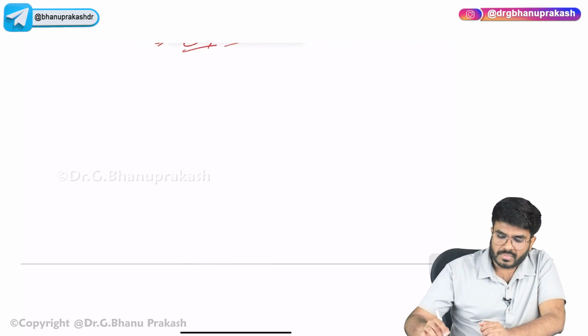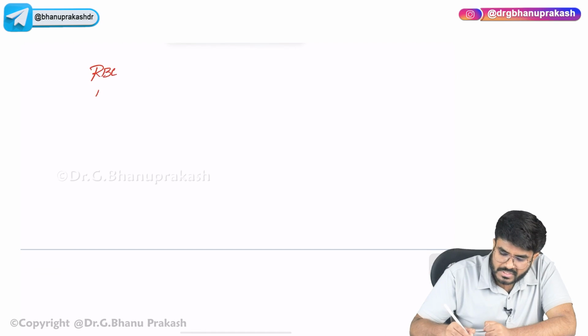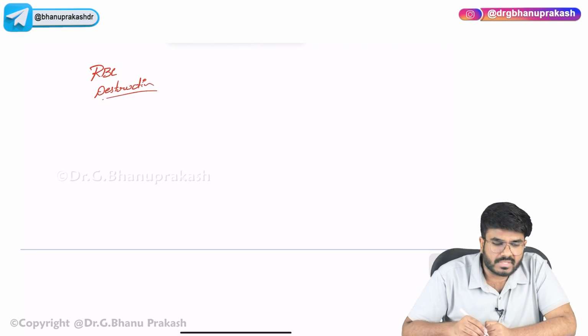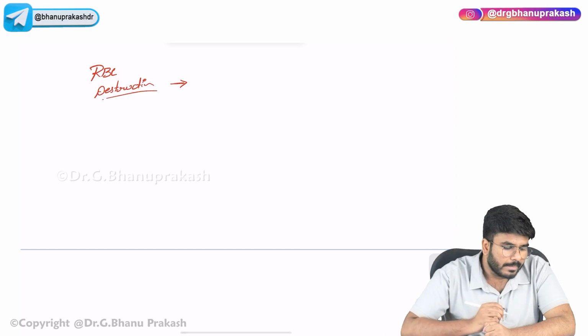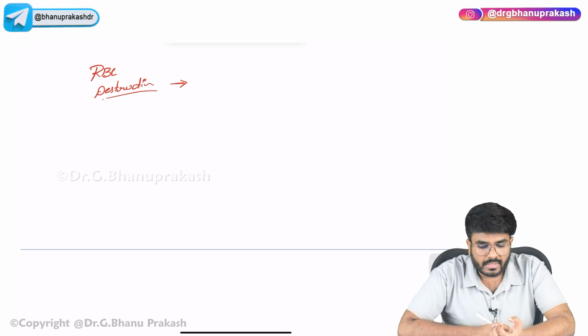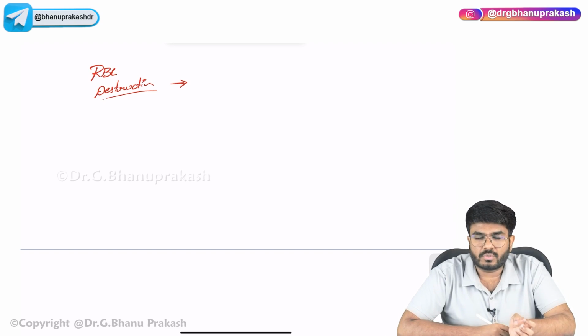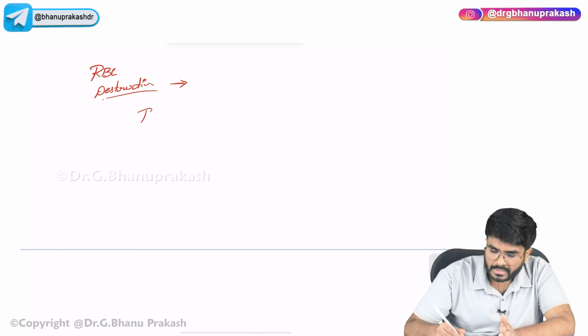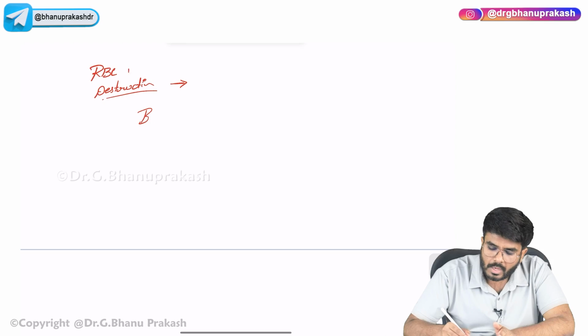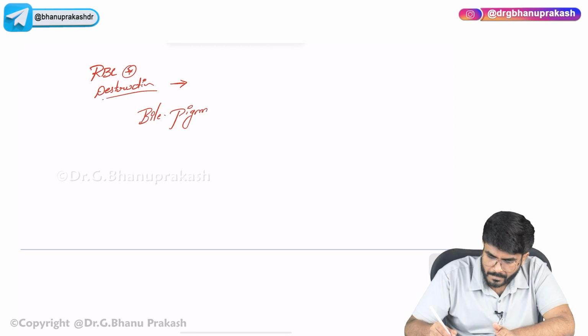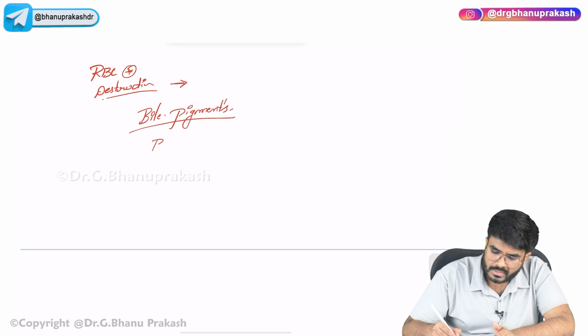See, normally let me tell you something. It's the RBC degradation, RBC destruction. When the RBCs are getting destroyed in the reticuloendothelial system, that's the spleen, the hemoglobin is going to be released. Heme is going to split into iron and protoporphyrin. The breakdown of protoporphyrin is going to release bile pigments. So RBC destruction will produce bile pigments. What is that bile pigment? Bilirubin.